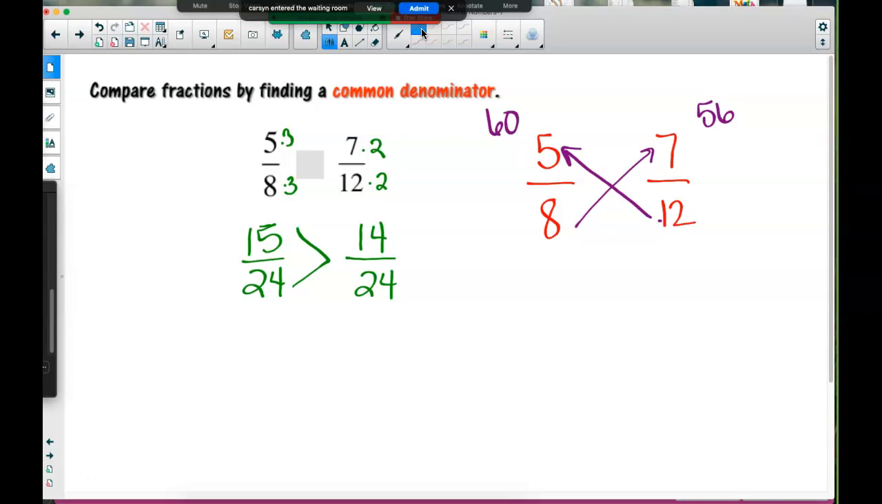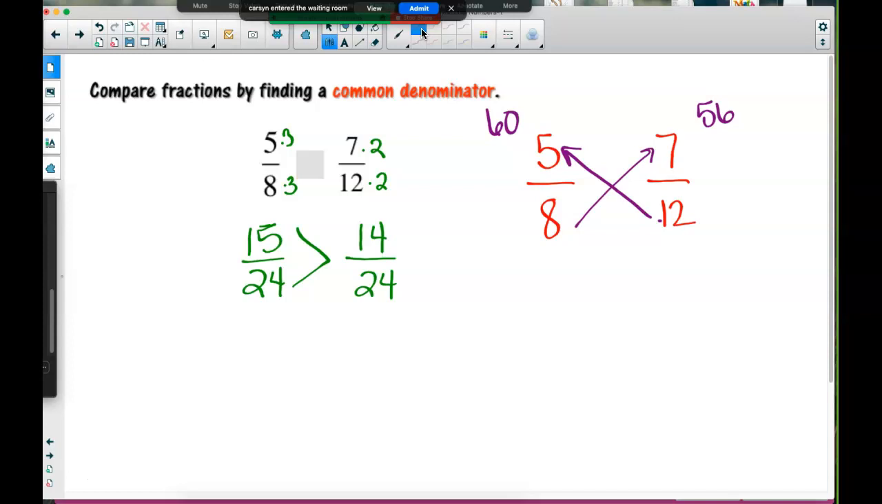Did you guys know that when you do that, you're actually finding a common denominator? Did you know that? Okay, I like all these little tricks, and this is a nice trick, but if you don't know why it works, then you shouldn't do it, right? Because you have to know why. Okay, here's why it works.